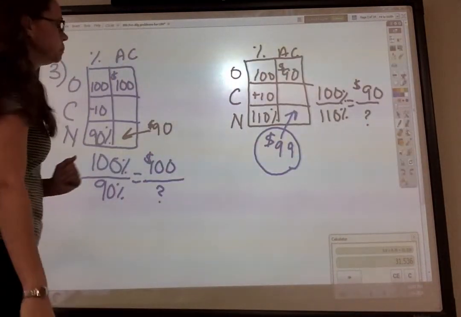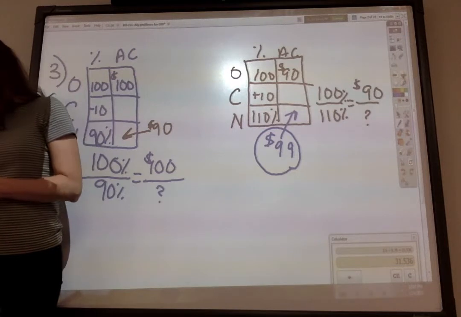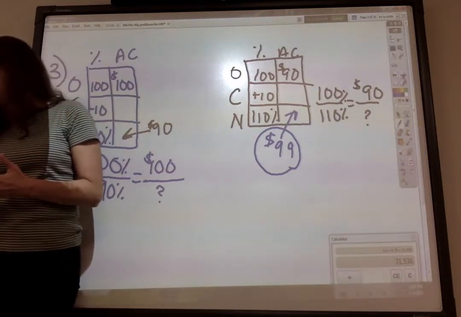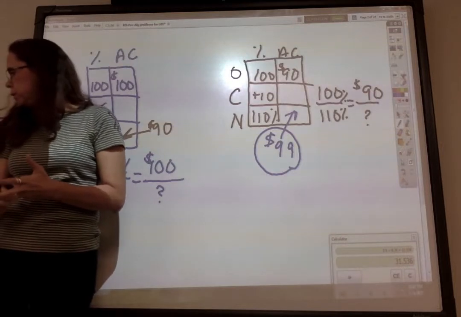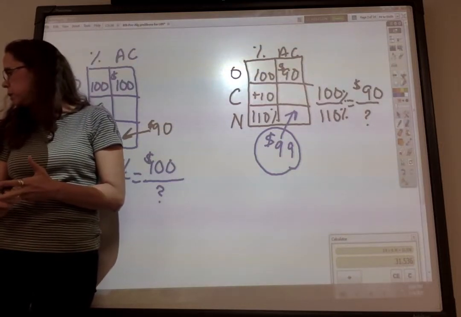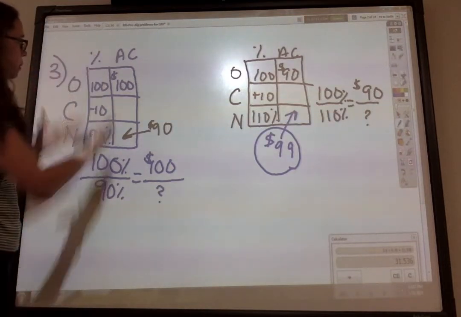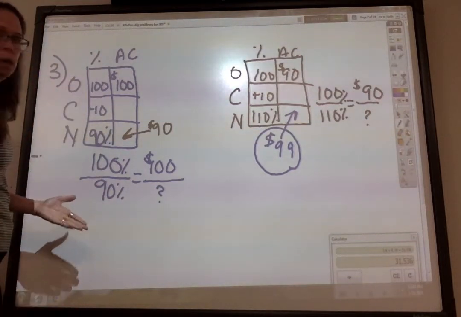Number 3. There were several steps involved in this problem. If the value of a $100 stock drops 10% in 1 year and then increases 10% the next year, what's the value after the increase? So I did the first step. I did the drop of 10% in 1 year.